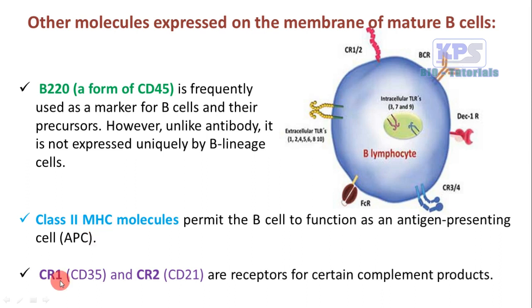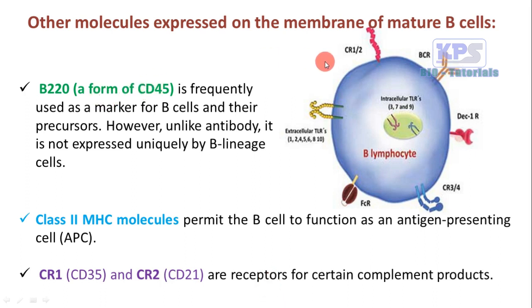Then CR1 or CD35 and CR2 or CD21. These are receptors present on the membrane of the B cell for certain complement products. In our immune system, there is another system, namely the complement system. This complement system consists of numerous proteins. So this CR1 and CR2 are the receptors to interact with the complement proteins of the complement system. That also we will study in coming episodes.